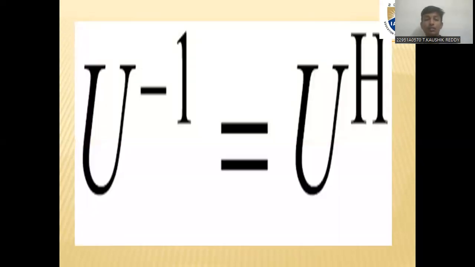So the main formula of a unitary matrix is nothing but the conjugate transpose of a square matrix is equal to its inverse. So U inverse is equal to U H. Here H is nothing but the conjugate transpose of a square matrix. So this is the main formula of a unitary matrix.